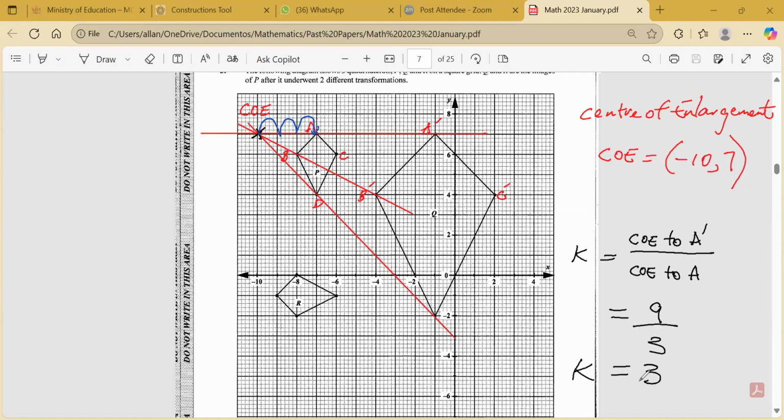So you know two ways to find your scale factor: by using corresponding sides, Darius, or by finding the length from your center of enlargement to the point and its corresponding point. So if we had done that for B, you could have used a ruler and measured it, and you'll get the same answer.